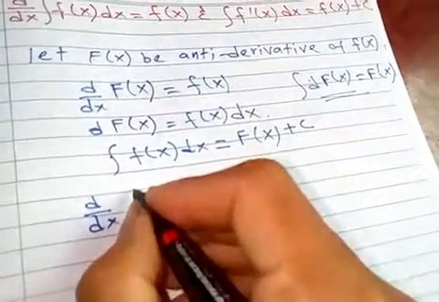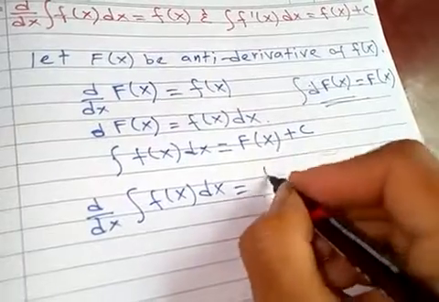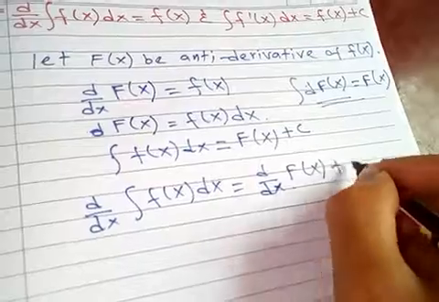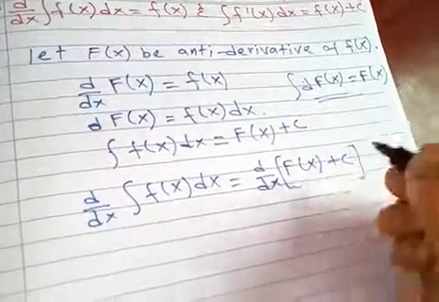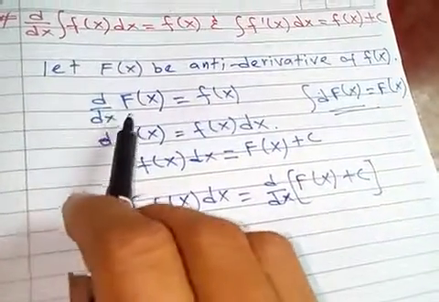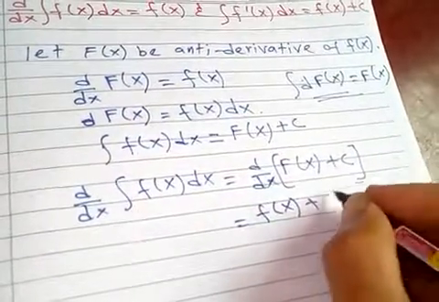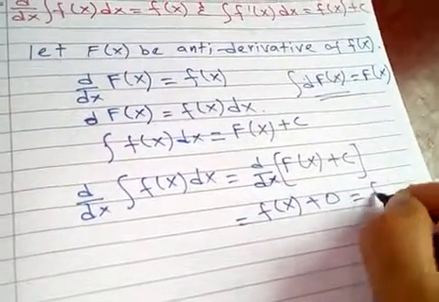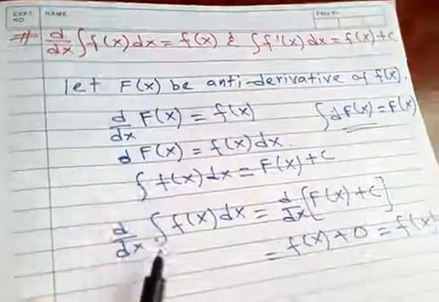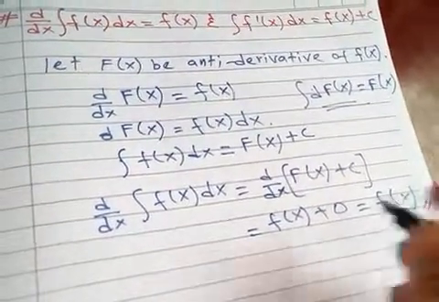Now from this I'm going to take the derivative. The derivative of the integral of f of x dx is equal to the derivative of F of x plus c, where c is a constant. So what do we get here? The derivative of F of x is f of x, plus the derivative of a constant, which is 0, so we get f of x. That means we have proved the first part: the derivative of the integral is f of x.